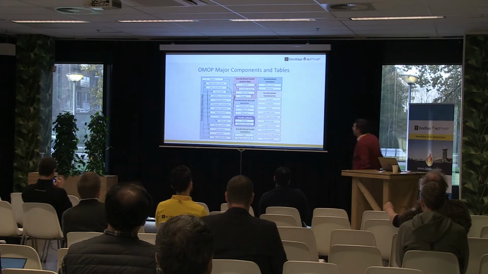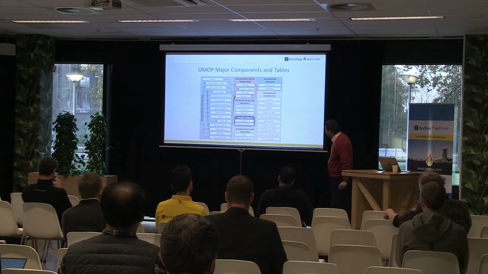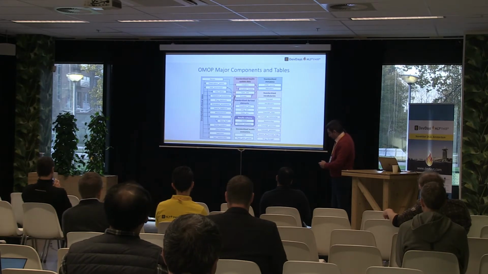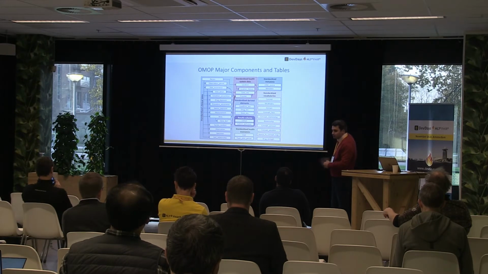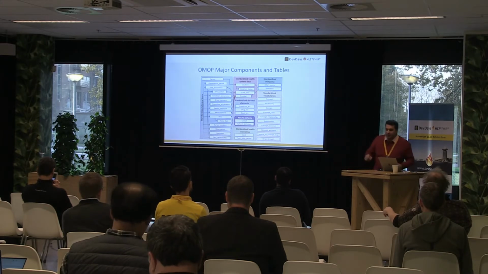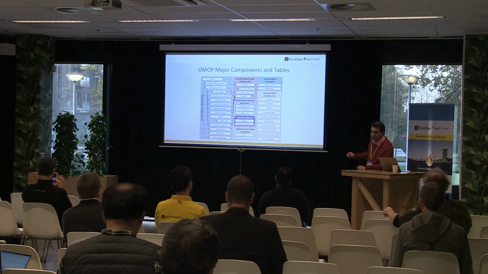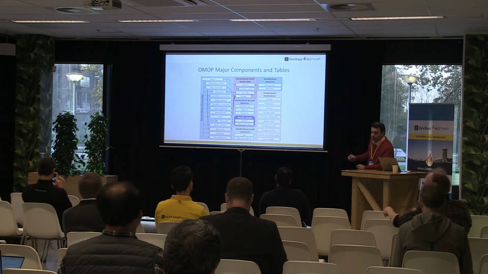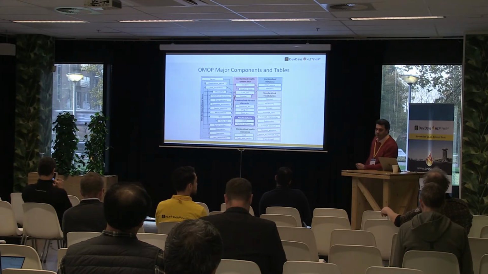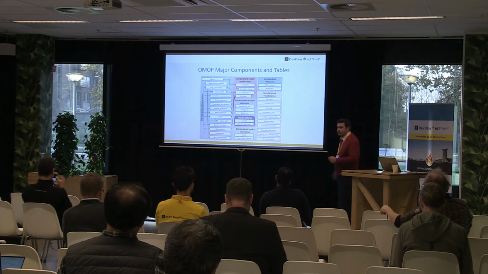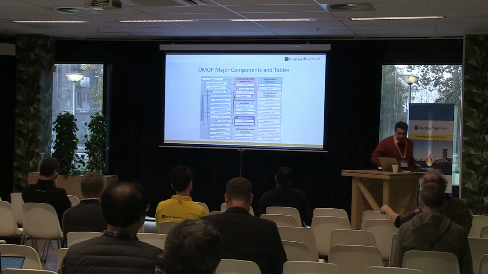OMOP has 6 different major components in different colors. The main component is the vocabulary, because OMOP is concept-centric, and for every concept, we have a concept ID in OMOP. The concepts come from SNOMED, from ICD-10, from ICD German, and so on. We can find the concept ID here, and we can use these concept IDs in our project.